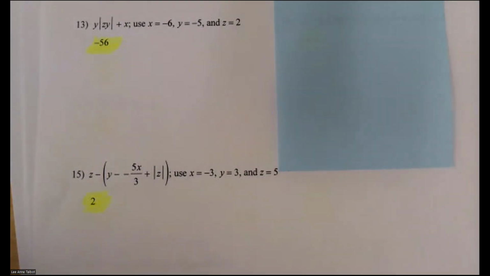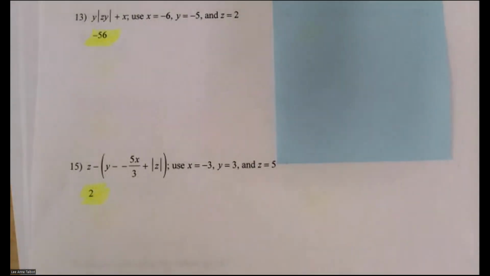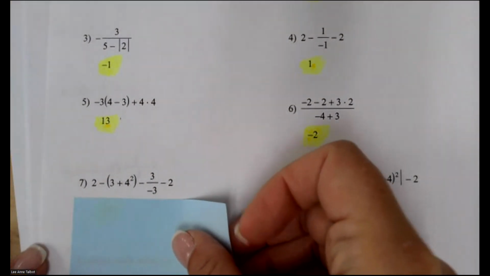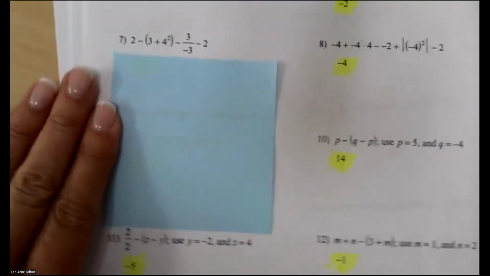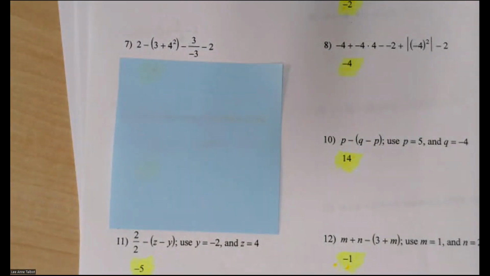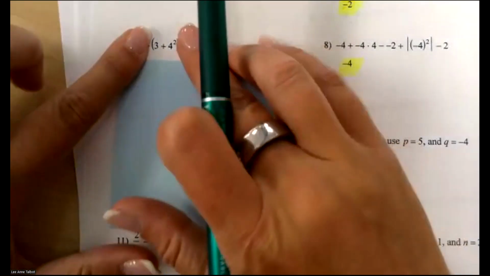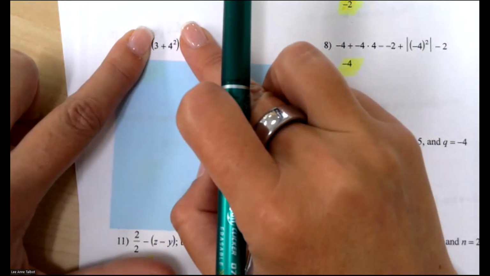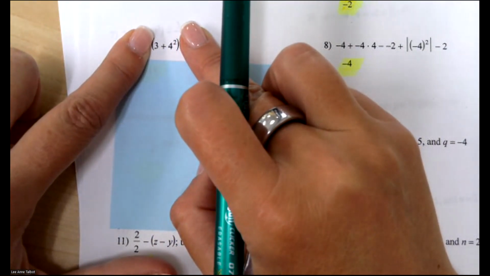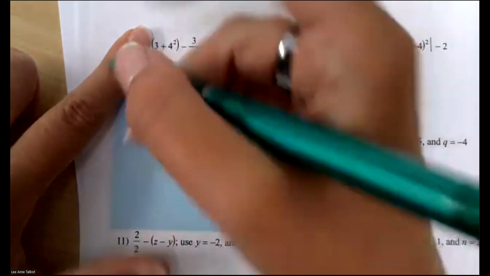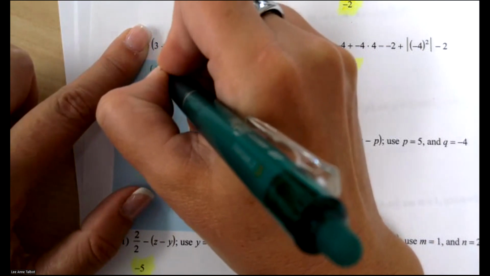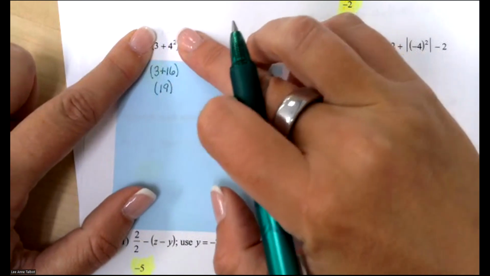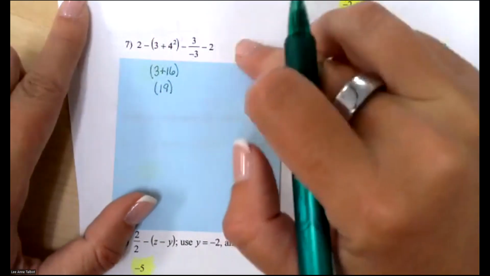Yes. Let me start with number 7. Okay, number 7. So PEMDAS says parentheses first. So what I'm going to do is pretend that this is the only problem I'm looking at. And inside I have 3 plus 16, which is 19. Is that part okay so far?